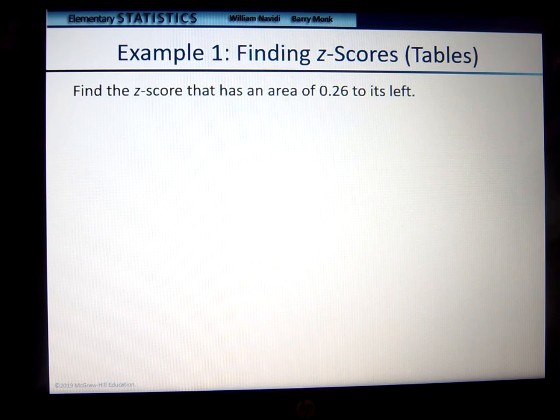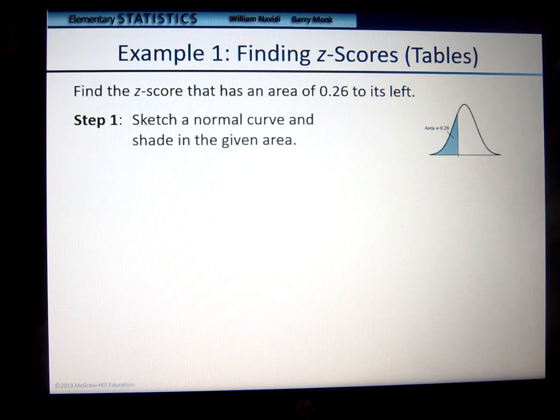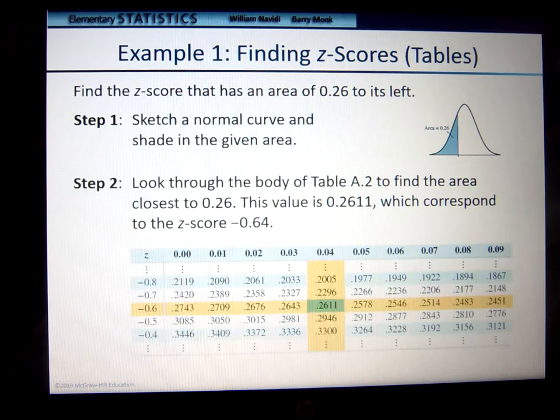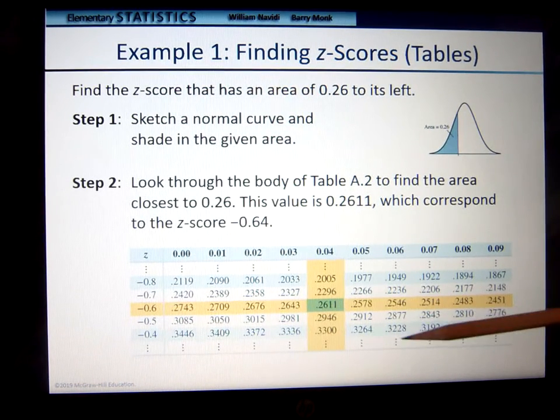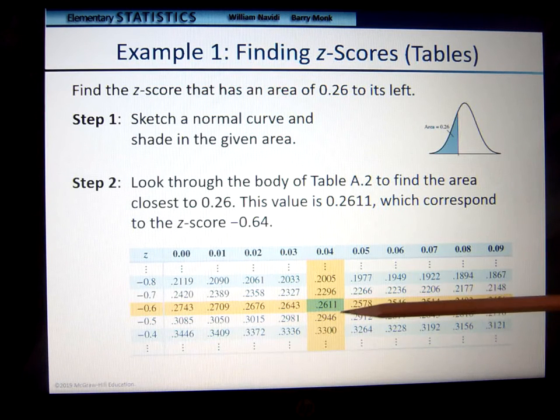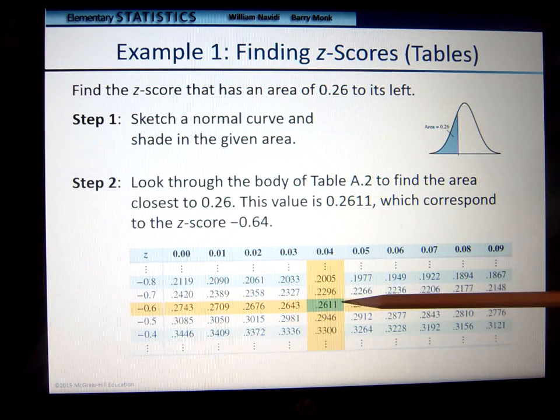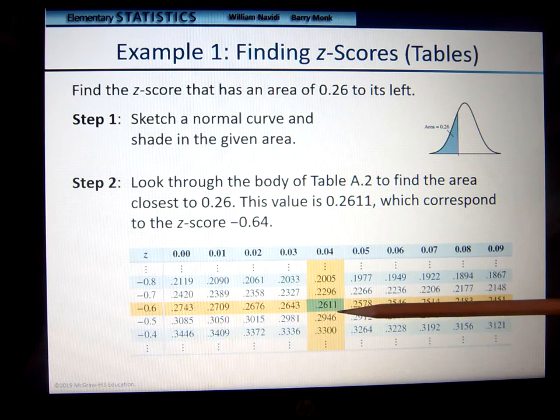So find the z-score that has an area of 0.26 to its left. Sketch the curve, mark the area. Now we're going to look through the body of the table for the number that is closest to that. And this value, 0.2611, is closest to 0.26.